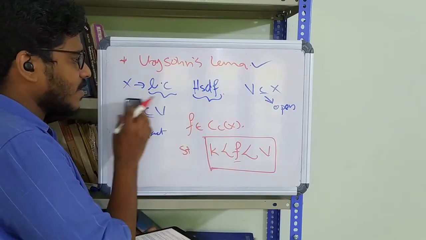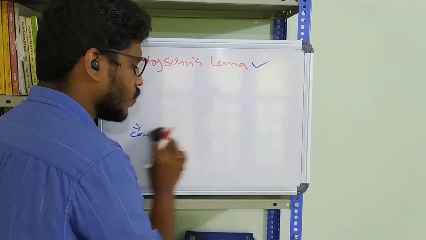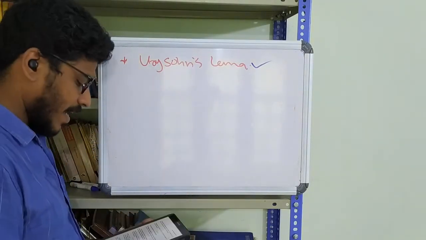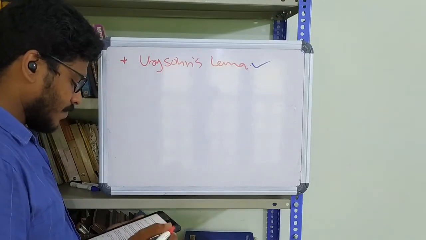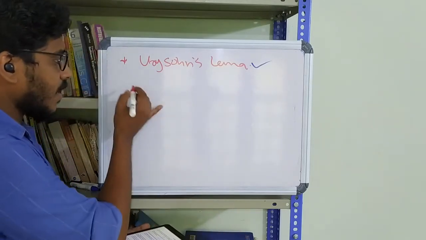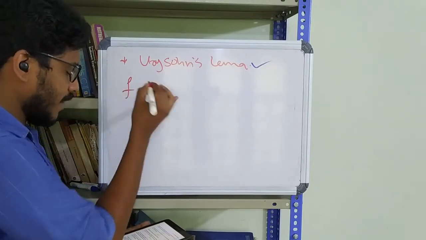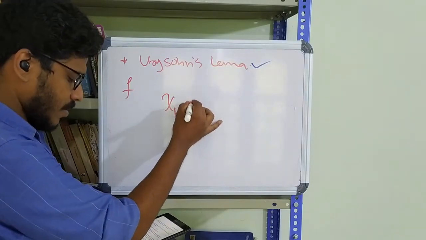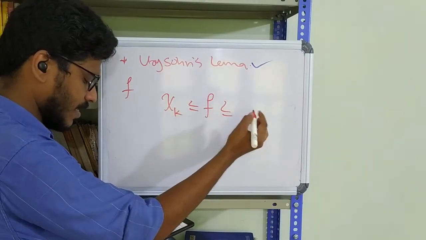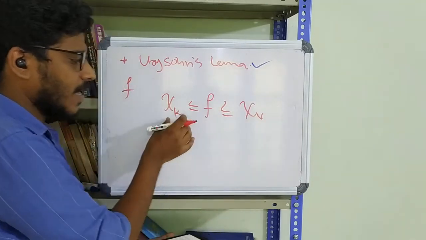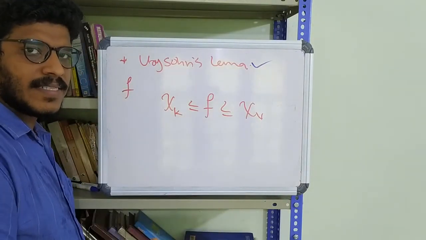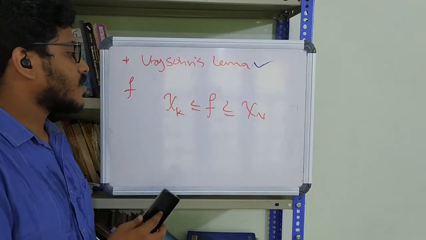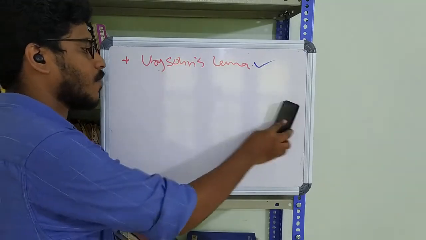Or this can be slightly rearranged or paraphrased to express Urysohn's lemma in terms of characteristic functions for K and V, as: Urysohn's lemma asserts the existence of a continuous function f such that chi_K is less than or equal to f, which is less than or equal to chi_V, where chi_K and chi_V are the characteristic functions of the compact set K and the open set V. So that's Urysohn's lemma, and that's the statement, and we don't visit the proof for now.